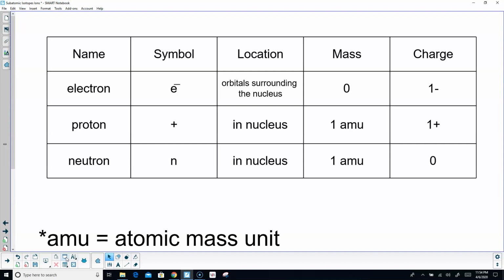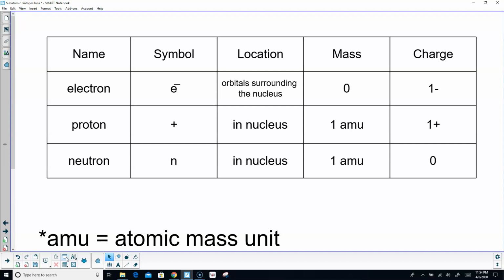The proton, symbolized here with just a plus sign, is found within the nucleus, so that tiny dense center in the core of the atom. They have a mass of 1 AMU. You'll notice at the bottom I mentioned that AMU stands for an atomic mass unit. They have a charge of 1 plus.